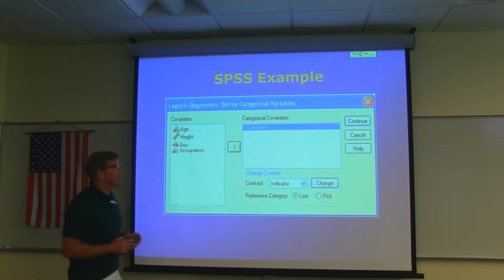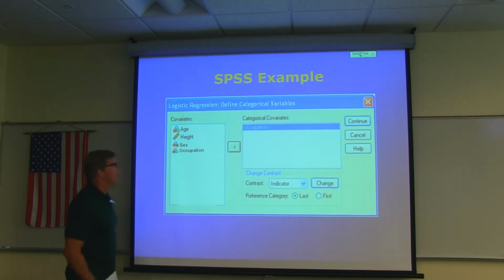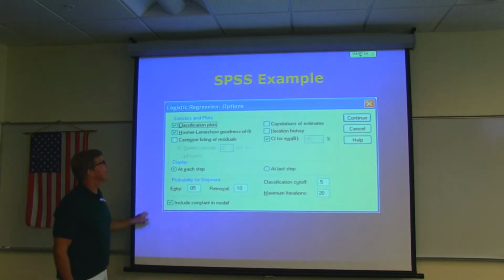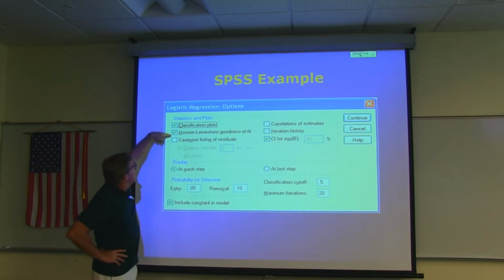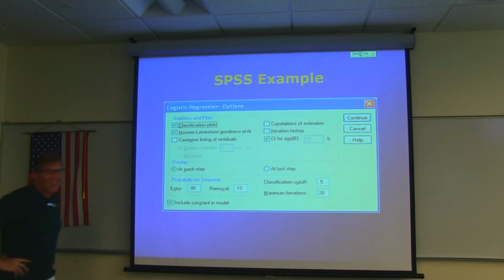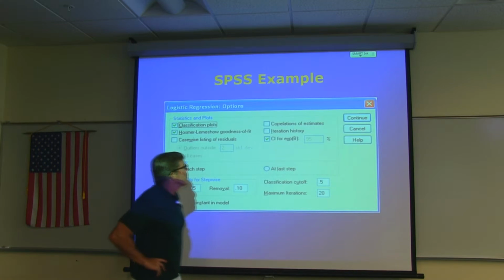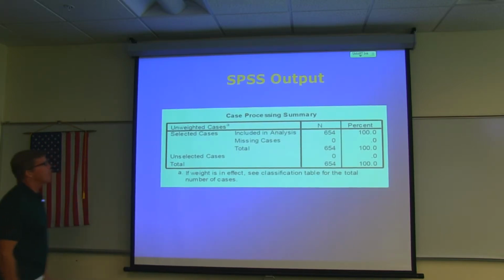I personally didn't make up this PowerPoint. I don't quite know why gender isn't indicated as categorical, but it's all good. Another screen. We're going to check classification plots, the Hosmer-Lemeshow goodness of fit chi-square, and it's going to do a confidence interval for the odds ratio. We have 654 cases, so our N is 654.